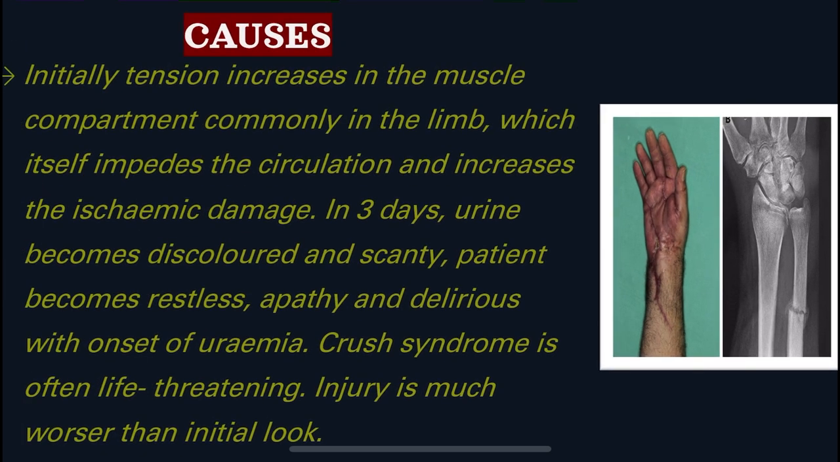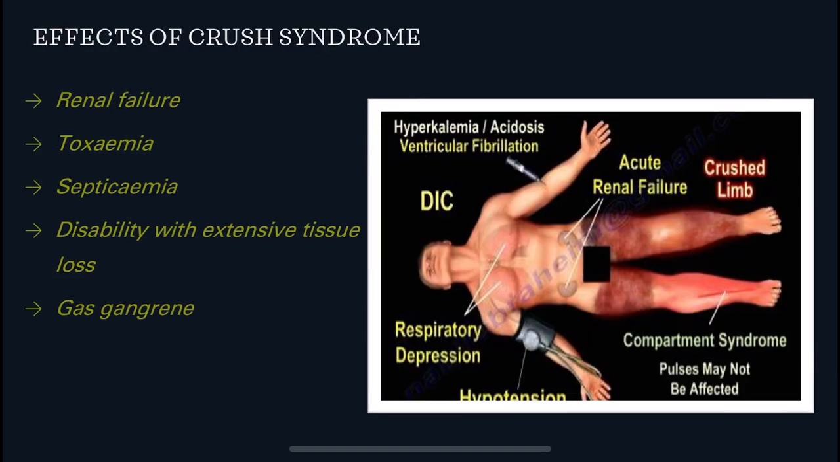So you can see here, muscle tension will be there, ischemic damage to the muscles. Then you have to write the changes in the urine becoming discolored and scanty. Physically, what happens to the patient? He becomes restless, apathetic, in a delirious state with the onset of uremia. Effects of the crush syndrome: we have renal failure because of the myoglobin toxin, and then we have toxemia. So here they're talking about toxemia and septicemia, disability with the extensive tissue loss, and gas gangrene.